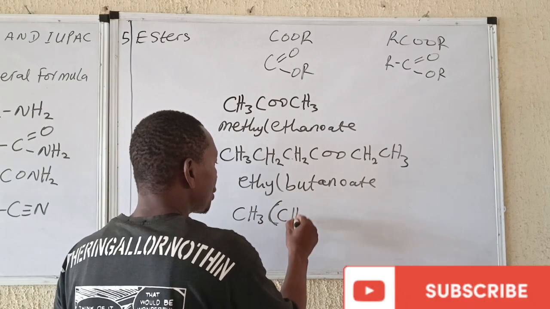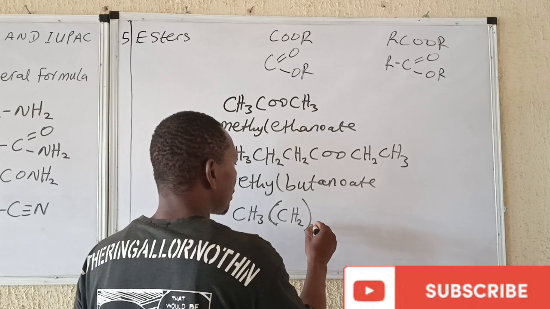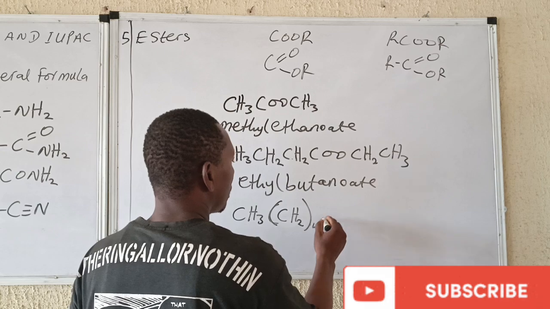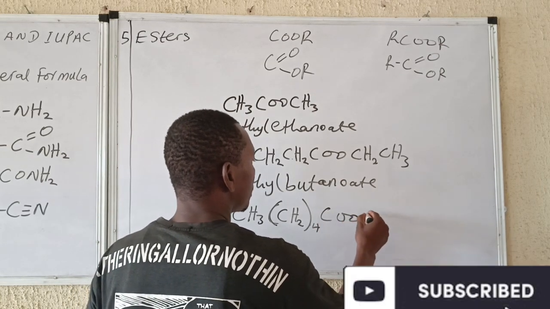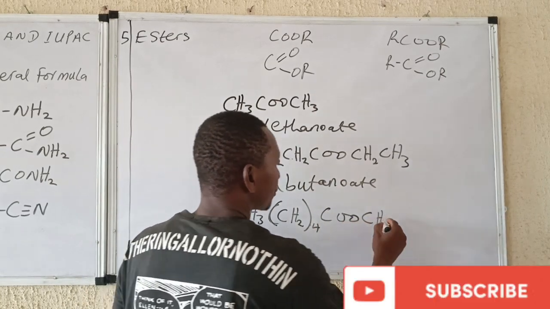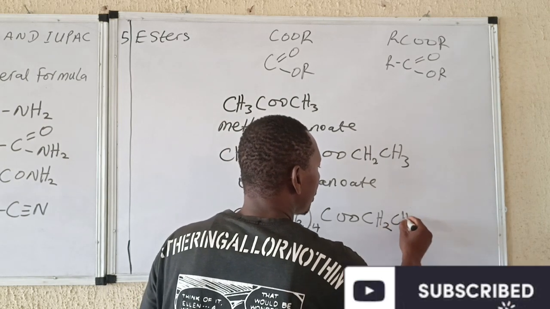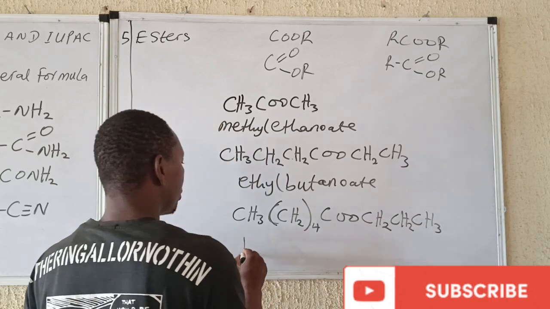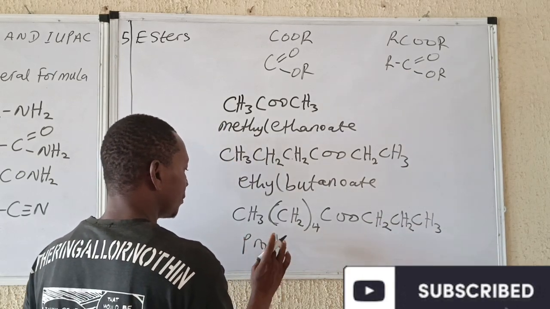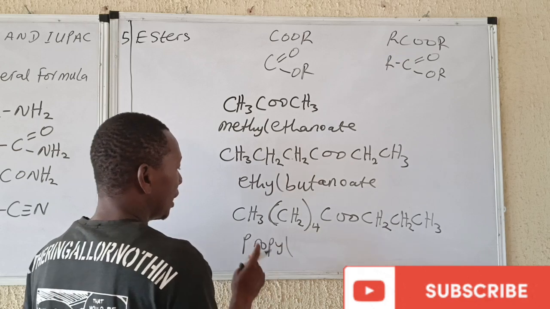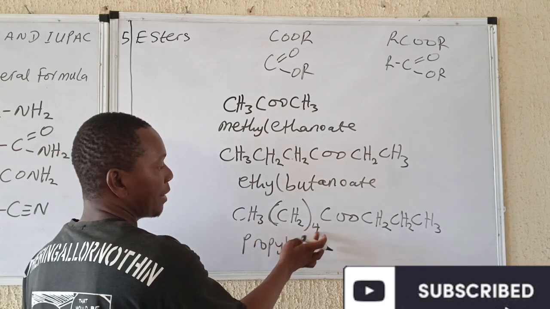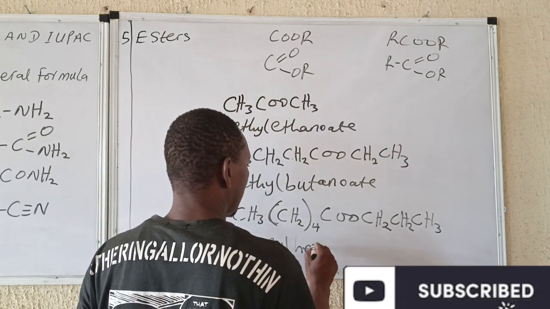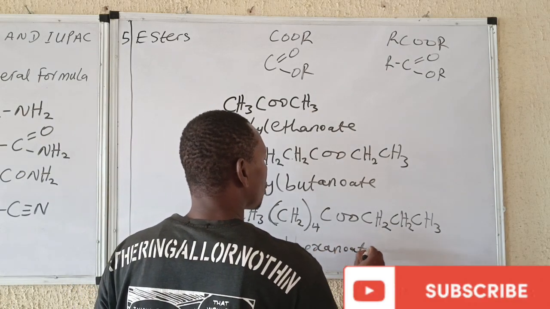It can be put in the condensed form, such as you have CH3, open bracket CH2. Then you now have 7 here. Or let's put a smaller number, okay? Let's put 4. Then we now have COO, CH2, CH2, and CH3. So what do you have here? 1, 2, 3. This is propyl. Propyl. 1 plus 4, 5. Then 6. Hexane, hexanoate. So it's very easy.